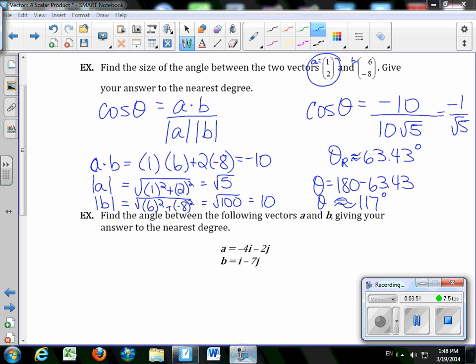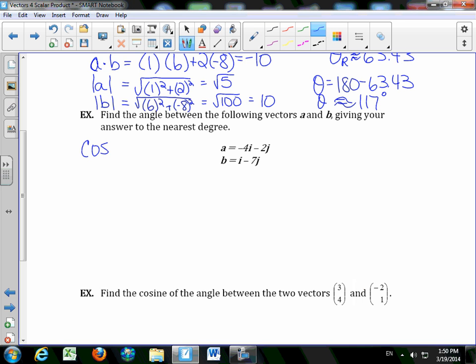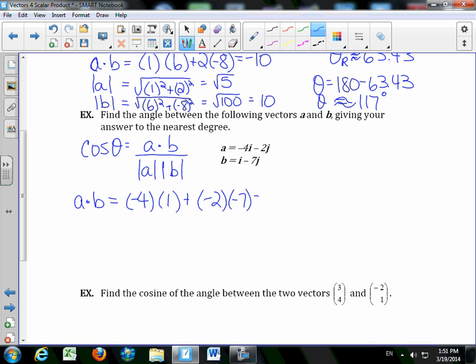For the next one. Find the angle between the following vectors A and B, giving your answer to the nearest degree. So same idea here. We use the formula: cos theta equals A dot B, or the dot product of A and B, over the length of A times the length of B. Okay, so A dot B is going to be -4 times 1 plus -2 times -7. -4 times 1 is -4, -2 times -7 is 14, so that's going to be +10. And it's a coincidence that this works out to 10 as well.